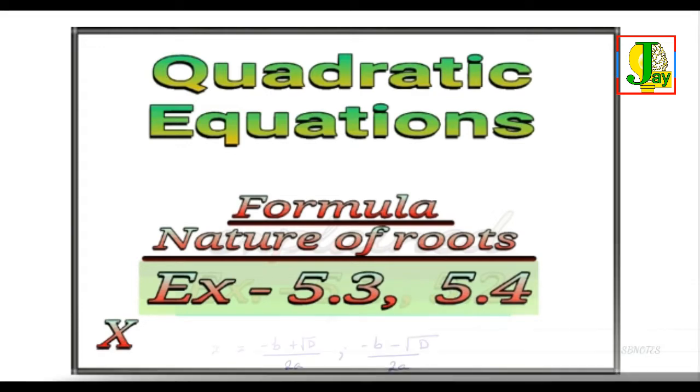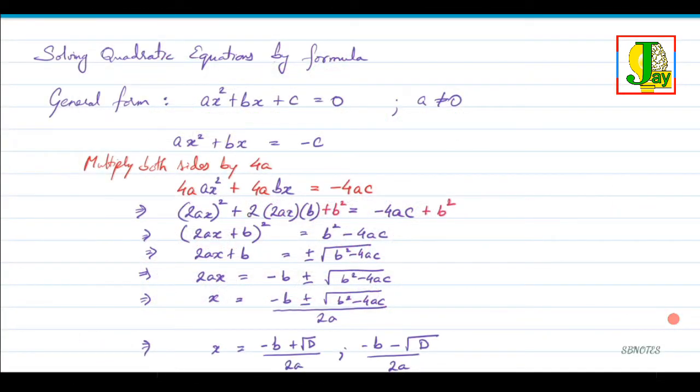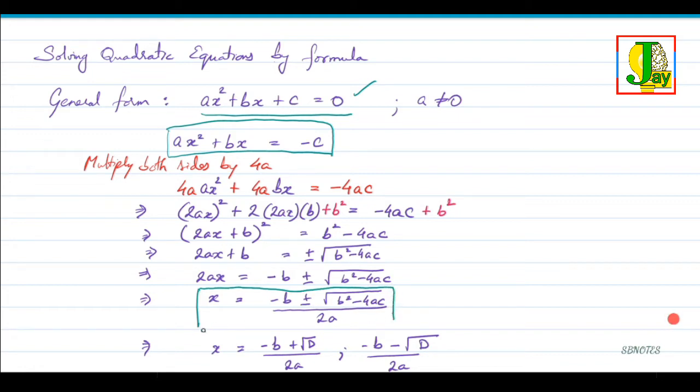We have seen that a quadratic equation like ax square plus bx plus c equals 0 has two roots, or two solutions, we say. So x has got two values which satisfy this equation. This is the general form. And the formula is this, we need to remember this formula: x equals minus b plus or minus root over b square minus 4ac by 2a.